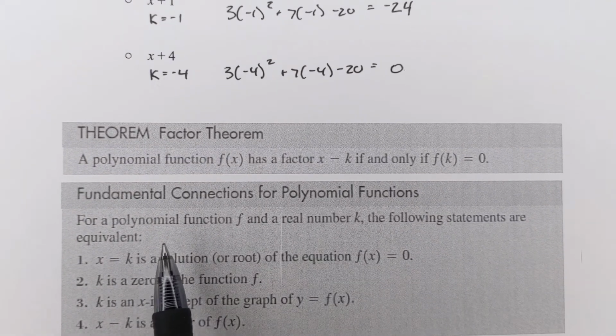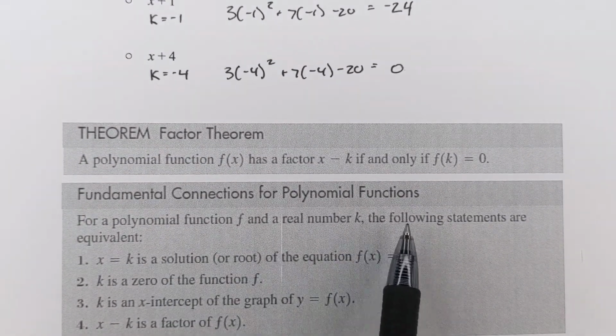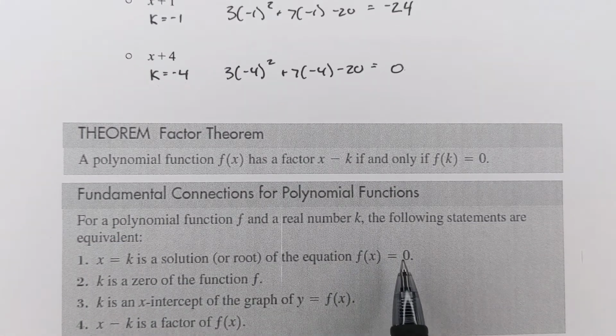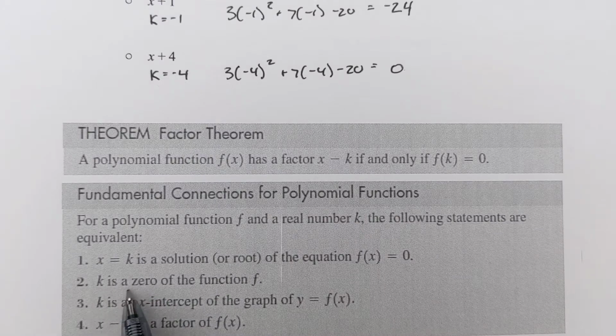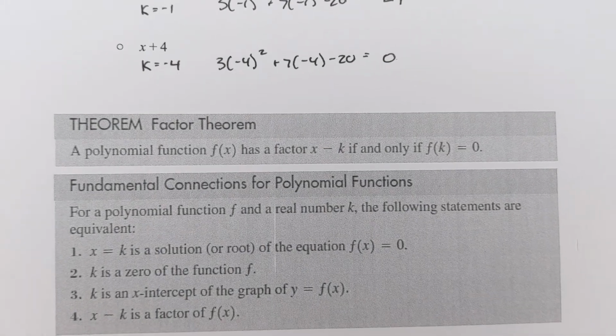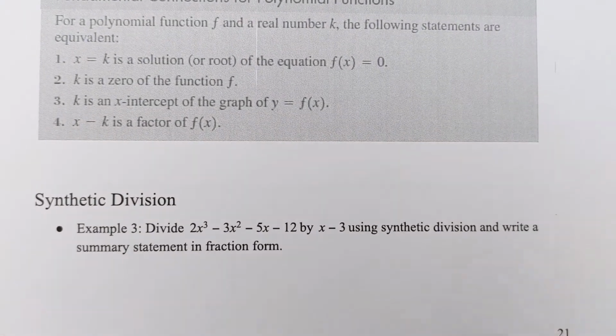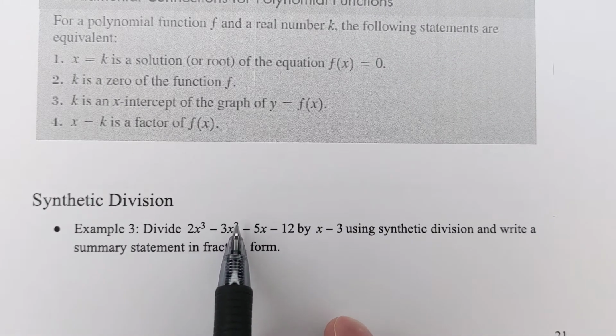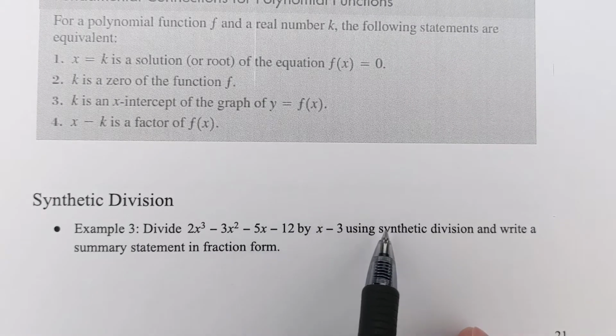So for a polynomial function f and real number k, the following statements are equivalent. x equals k is a solution of f of x equals 0, so that was this case here. k is a 0 of the function, k is an x-intercept, x minus k is a factor, so they all mean the same thing. Now, long division gets to be real tedious, so instead we have what's referred to as synthetic division. So divide 2x cubed minus 3x squared minus 5x minus 12 by this using synthetic division.